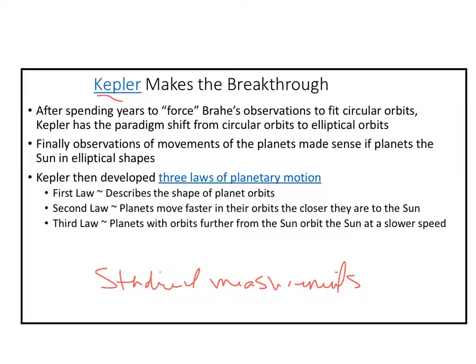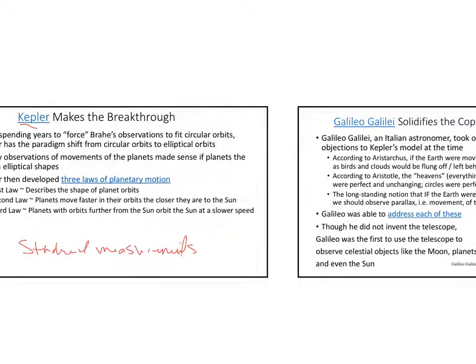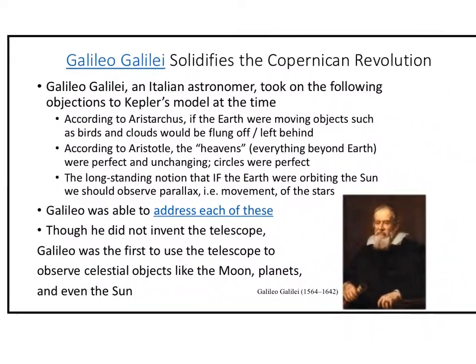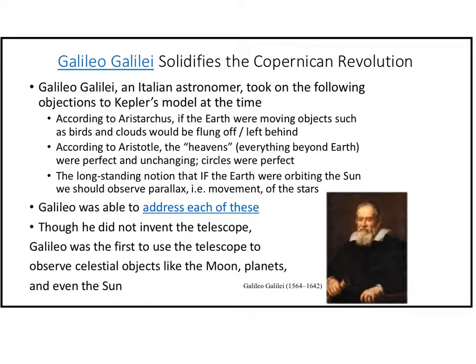And Kepler, of course, came up with 3 laws of planetary motion, which we're going to take a look at here in a minute. Who else do I have? Galileo, he was definitely in the mix, definitely along with the heliocentric model.